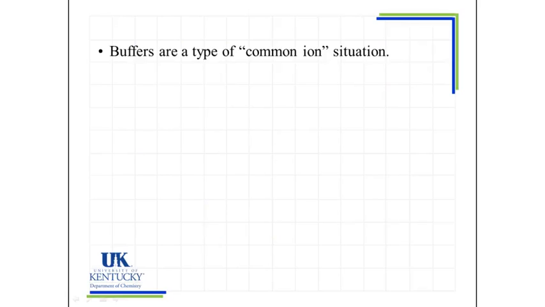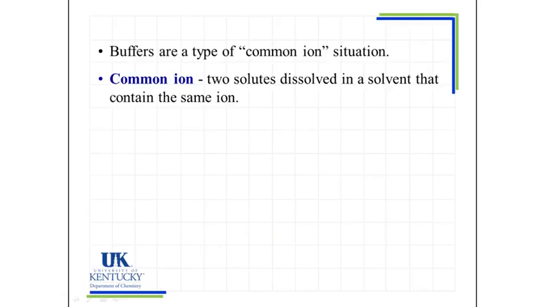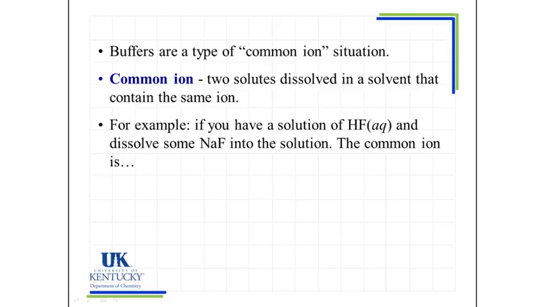So buffers are what we call a common ion situation. What does that mean? Well, a common ion is when you have dissolved two substances into a solution, and the two things that you are dissolving both contain the same ion. That would be a common ion solution. So if we were to take HF, an acid, and dissolve in there NaF, so we've placed into a flask both these things, what would be the common ion? What do they have in common? Well, they both have F minus in them.